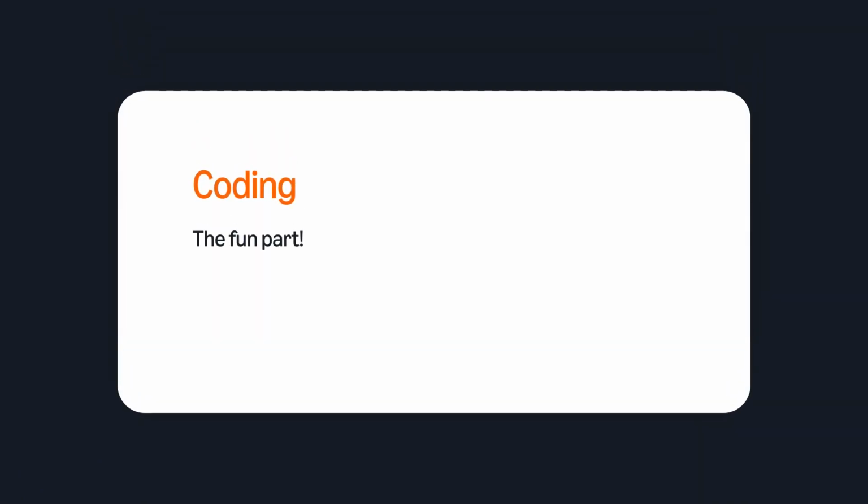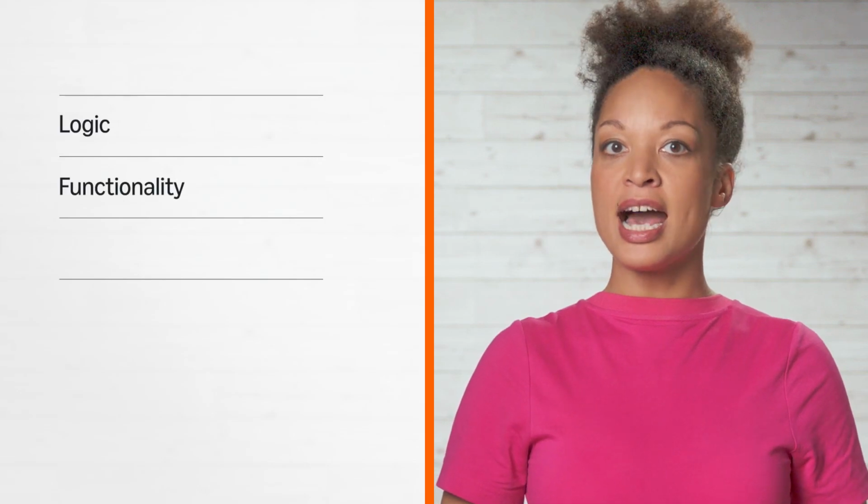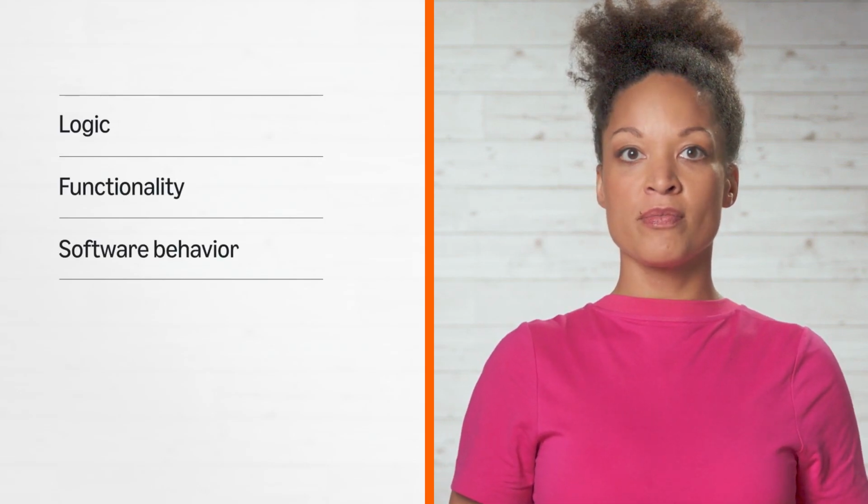And then comes the fun part, coding. This is where you bring your designs to life using programming languages like the one you will use in this certificate, Java. There are many different programming languages out there, and no matter which one you use, you'll write lines of code to implement the logic, functionality, and behavior of the software. This might be new territory, but remember, practice makes perfect.